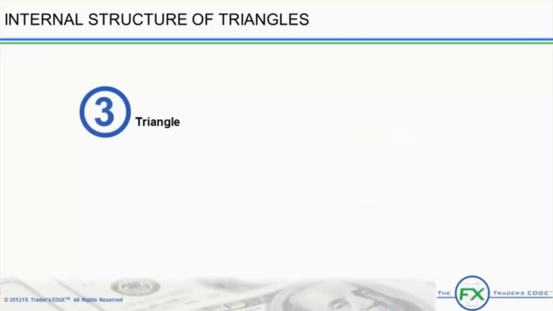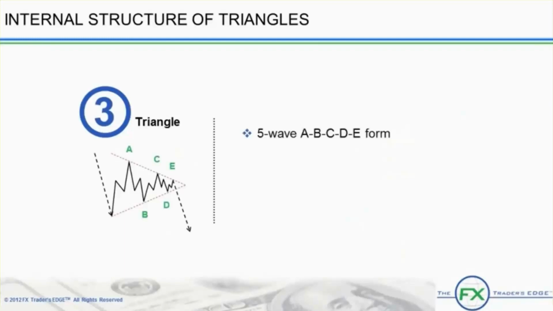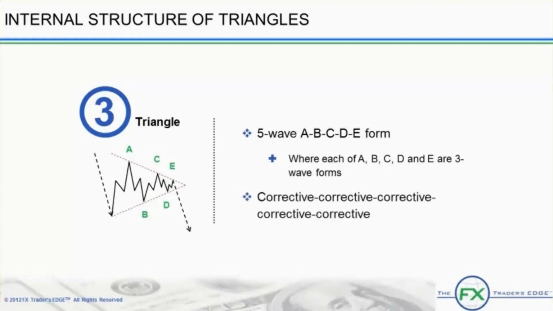Internal structure of triangles. The triangle has a 5-wave ABCDE form, where each of the A, B, C, D, and E legs are 3-wave forms. This corrective sequence trades as a corrective, corrective, corrective, corrective, corrective sequence. Triangles usually occur in the fourth wave positions and are considered sideways consolidation patterns. They are also continuation patterns, as they precede the final move in the direction of the current trend.